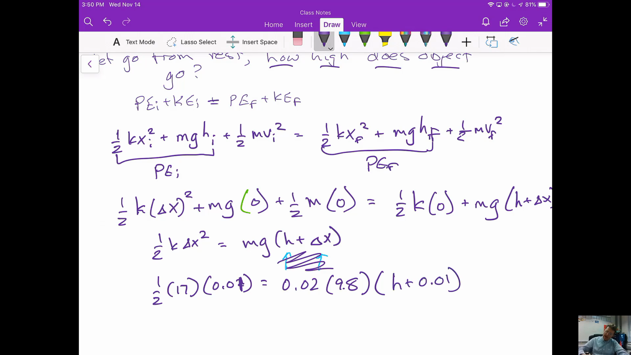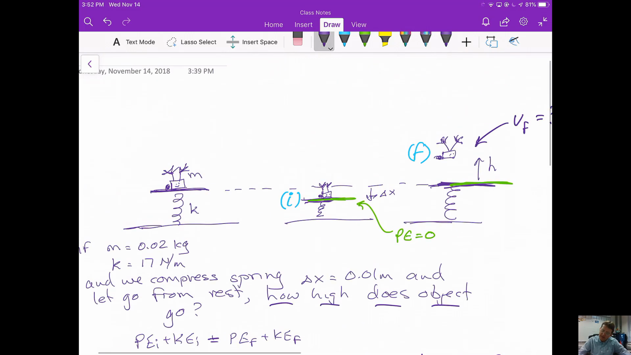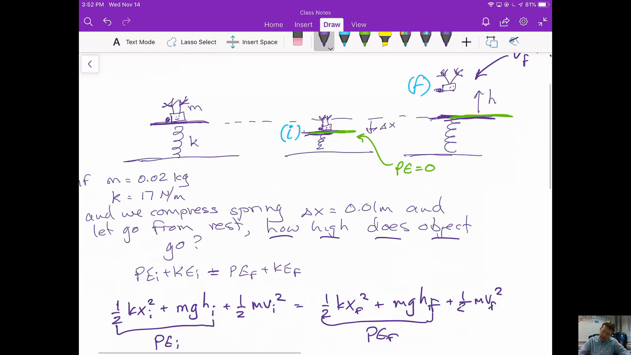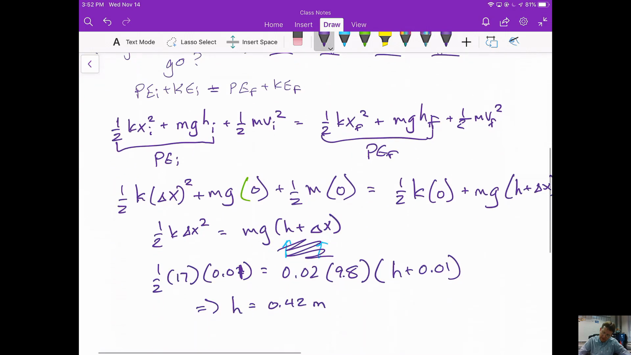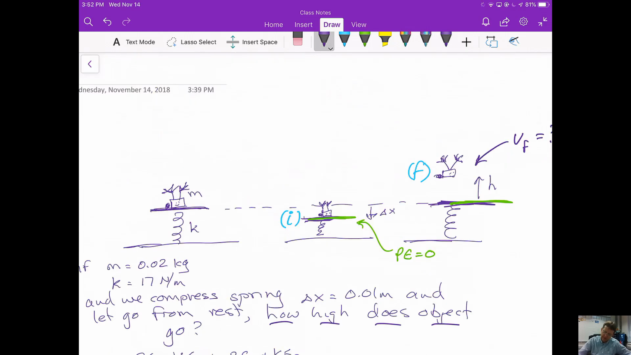So that is what we get when we plug in the numbers and we solve for h. Assuming I plugged them in correctly, I get h equals 0.42 meters. So h, the height above the platform in its equilibrium position, is 0.42 meters. How far does Jack go above his lowest position? Above his lowest position, it's h plus delta x, so it's 42 centimeters or 43 centimeters. But anyway, h, the height above the original position, is 42 centimeters.